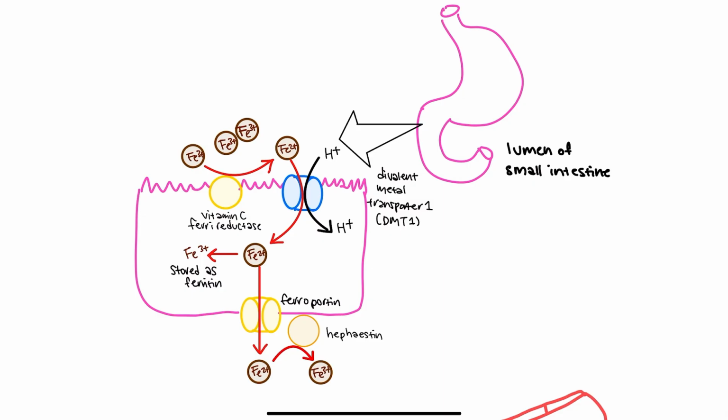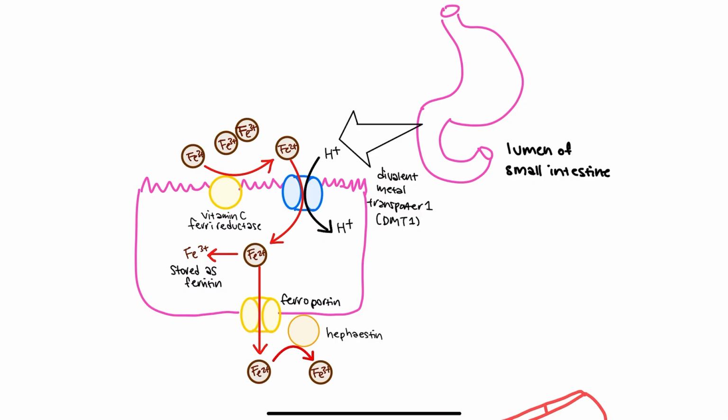And this transporter called divalent metal transporter 1, DMT1, helps the iron 2 plus get transported into the lumen, with a hydrogen being taken in together. Here, the iron 2 plus gets oxidized back into iron 3 plus in order to be stored as ferritin.